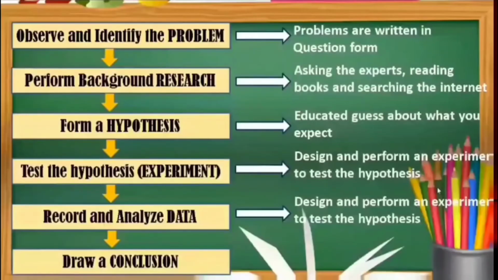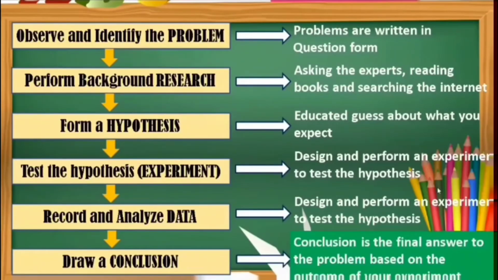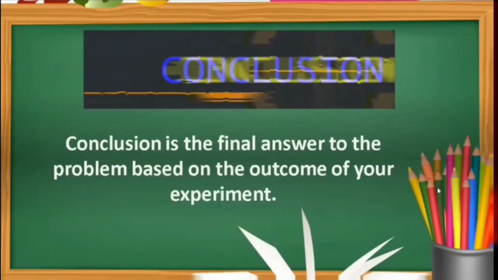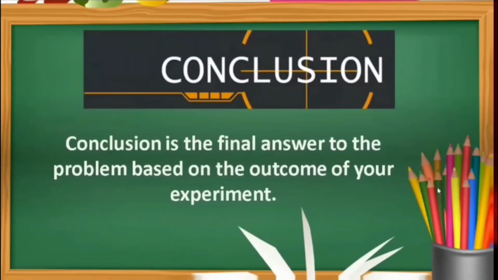For the last step of scientific method, we have draw or forming a conclusion. If hypothesis is an educated guess or a tentative answer to the problem, conclusion is the final answer to the problem based on the outcome of your experiment. You can make a conclusion based on the data you have gathered. So, based on the data of the experiment done about the problem, which will germinate faster, mongo or mango seeds, what conclusion can we make?